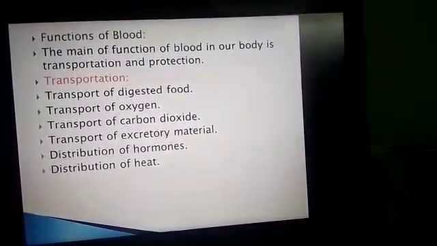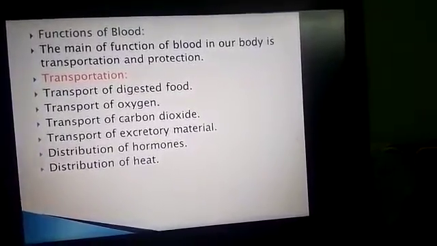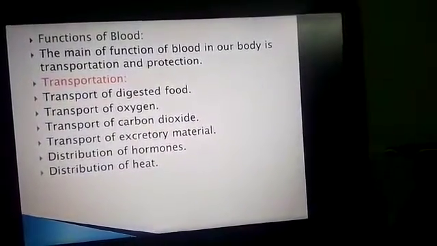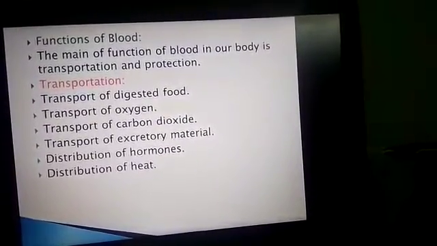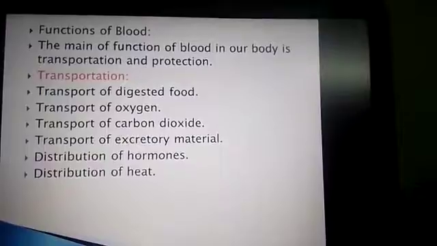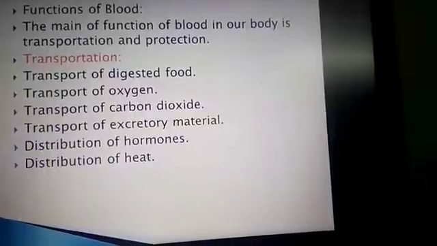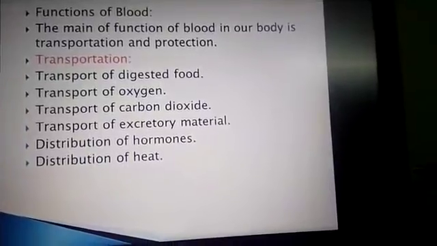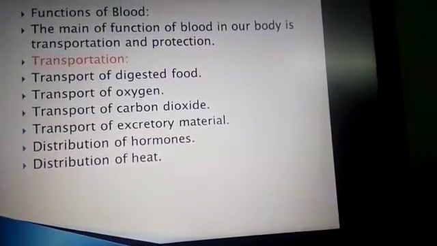Next, functions of blood. The main functions of blood in our body are transportation and protection. Transportation involves transport of digested food, oxygen, carbon dioxide, excretory material, distribution of hormones, and distribution of heat. Transport of digested food: the food that is digested enters into the blood and then into the cell, and the cell releases energy. Transport of oxygen: blood has a high affinity to combine with oxygen.